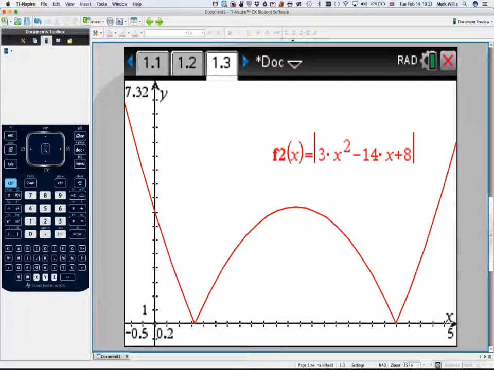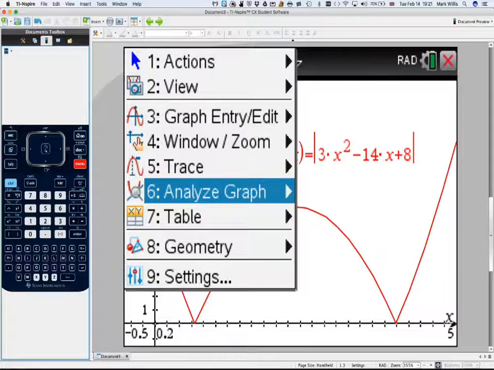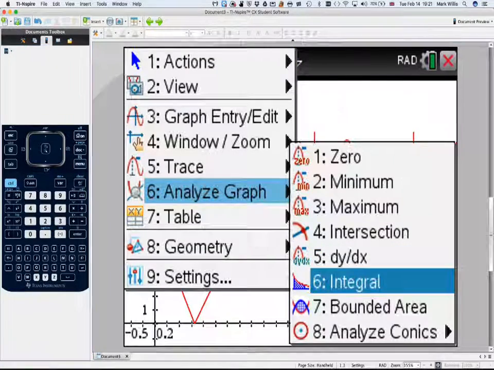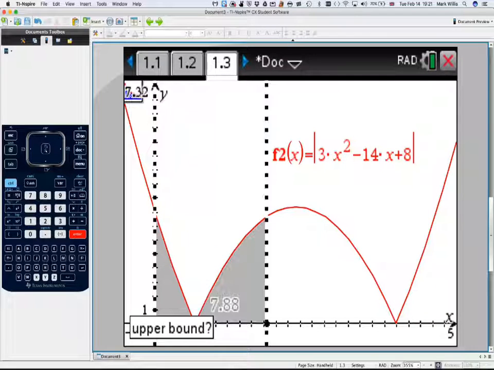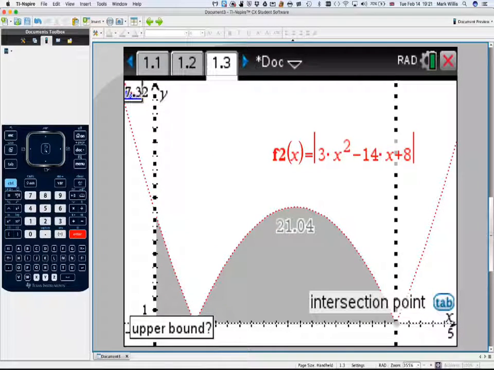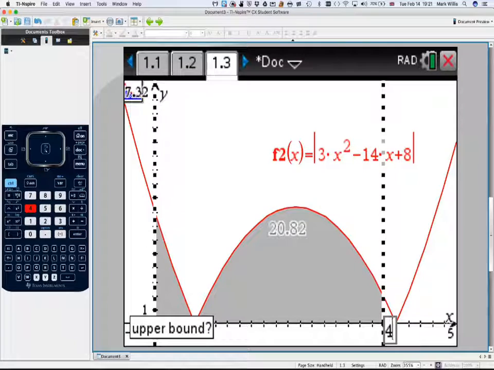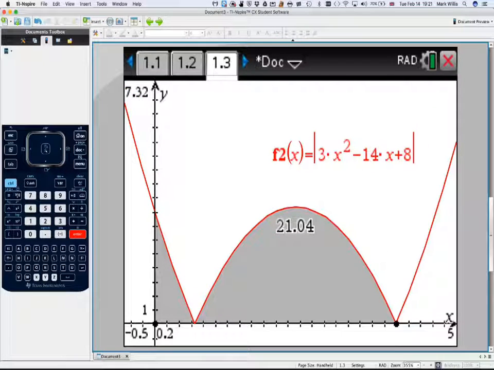And then to do the integral, we do menu, analyze graph, integral, and we put the lower bound in at 0, enter, and we can either do that or we can enter 4, enter, and you can see we get an answer of 21.04, which has been rounded off as it's a numerical one.